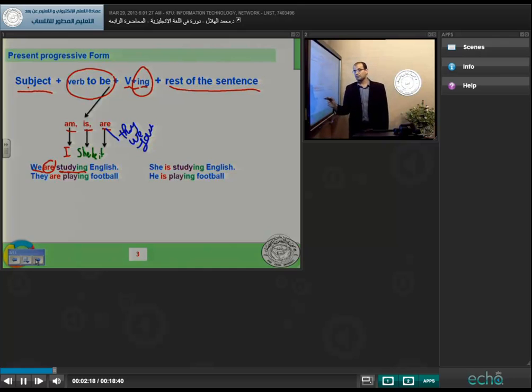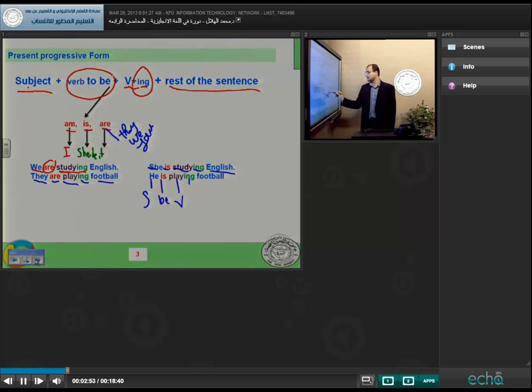They are playing football. Subject, one form of verb to be, then we have the verb plus ing, then the rest of the sentence. Now how about other subjects, which are singular subjects? She is studying English. Subject, verb to be, then the verb followed by an ing and the rest of the sentence. She is studying English. He is the subject, this is verb to be, and this is a verb followed by an ing and then the rest of the sentence.